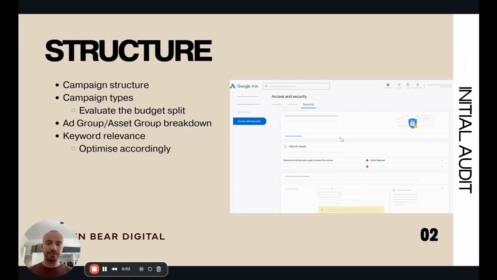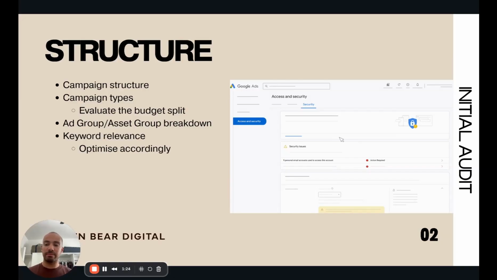Structure. So I'll look at the campaign structure. How many campaigns are they running? What types of campaigns are they running? I'll look at the budget split, both in terms of a few different areas. It'll be brand versus non-brand. It can also be video compared to search, compared to PMAX, shopping, et cetera, and then also looking at their keyword relevance. So making sure that the keywords they're targeting within Google Ads are set up efficiently and effectively, make sense, and will basically drive the most efficient value for that client.